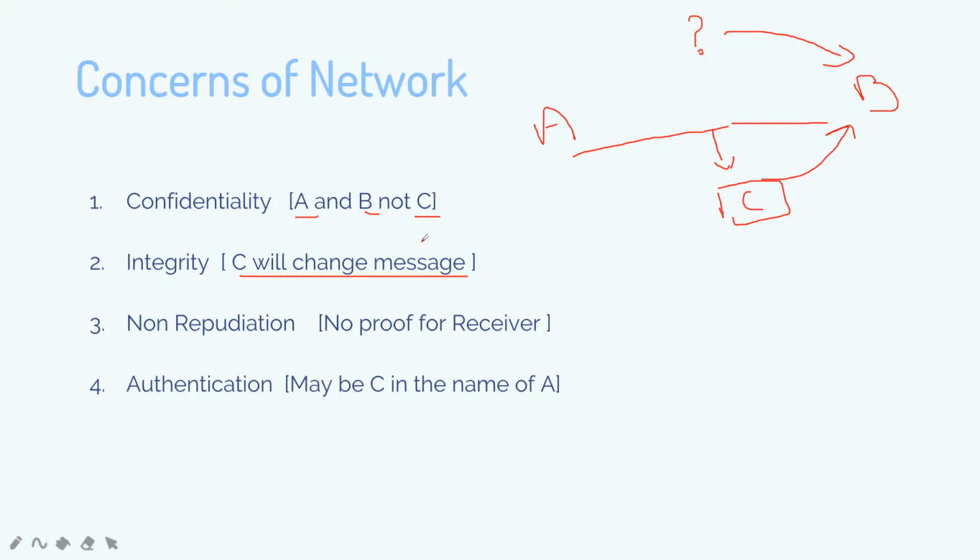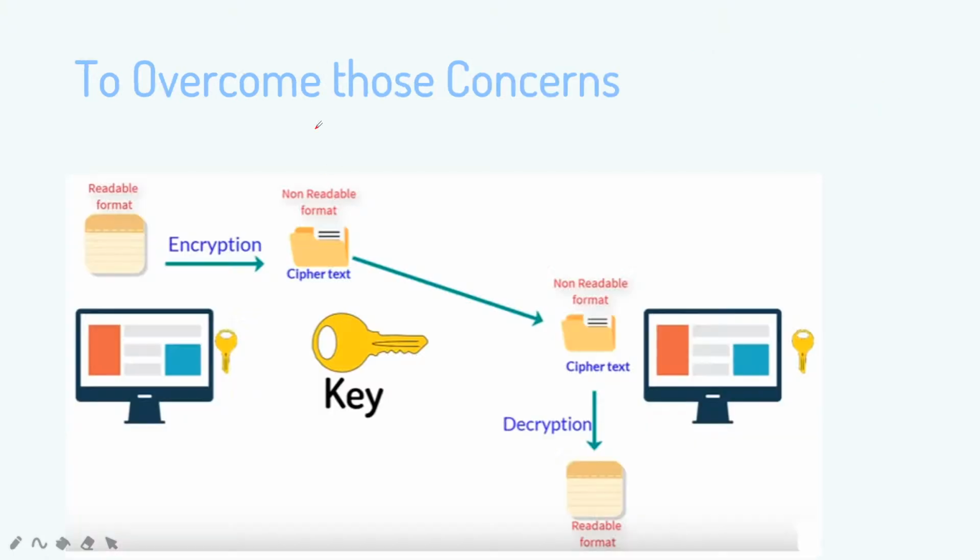Okay, that is non-repudiation. And then authentication is nothing but C will send the message with the name of A. Okay, so that is authentication. So we have some drawbacks if we are transferring some amount over the network. To rectify those drawbacks, we are using the concept of cryptography.